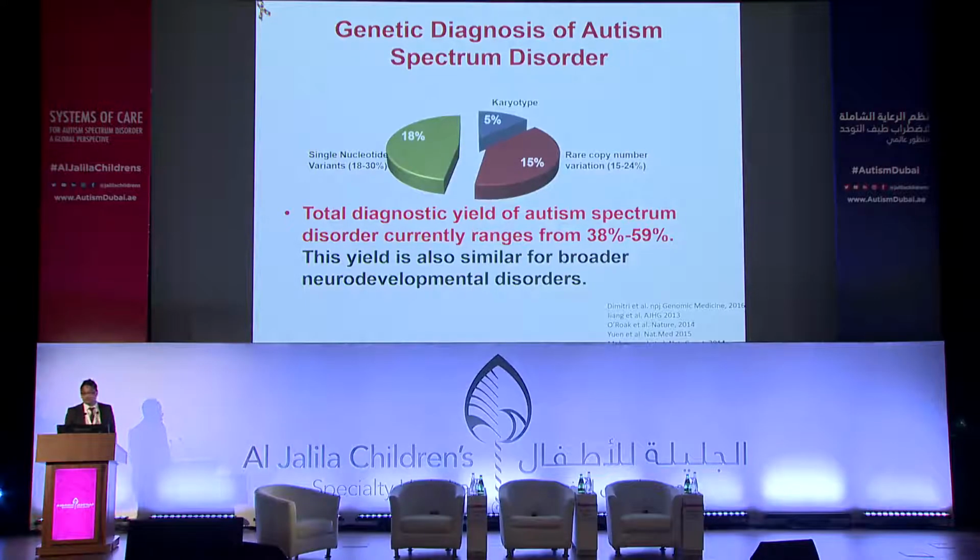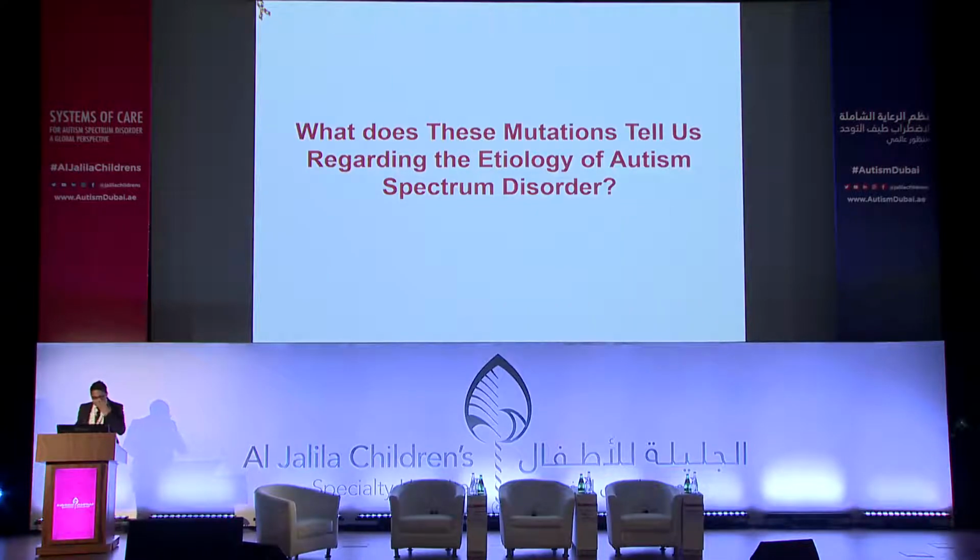So if you are very conservative about this, still it is 38% of the kids in whom we can identify a pathogenic variant, and that I think is a big step forward. Because whole genome sequencing technology was introduced only in 2008, 8 years ago, and now we can detect 38% of the variants. That's a very big turnaround. So now the mutations, what do we know about this 38%? About the etiology of autism spectrum disorder.